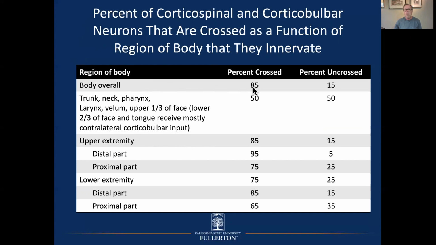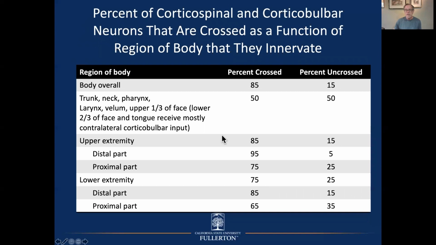You know that overall, 85 or 90% of the upper motor neurons that we refer to as cortical spinal do decussate, 10 or 15% do not. The precise number does not matter, but you get the idea that overwhelmingly most of them decussate. All right, then when we go down to the extremities, you can see that the upper extremity has a larger percentage of upper motor neurons that decussate than does the lower extremity, 85 versus 75.